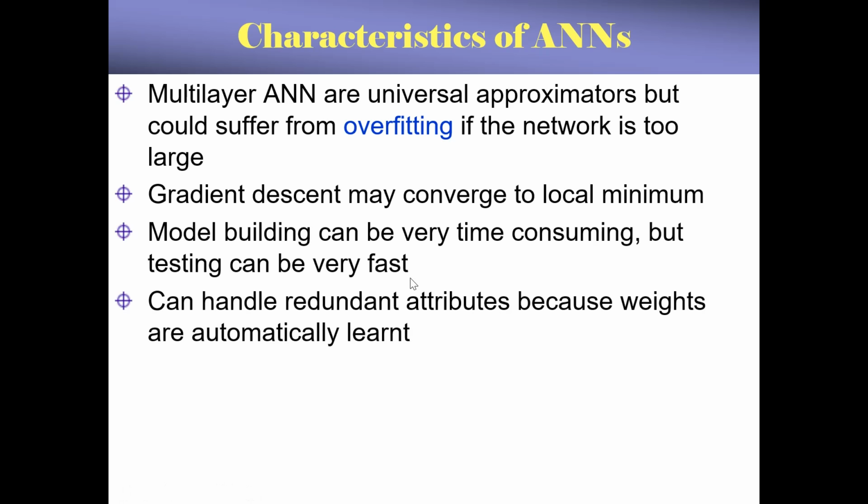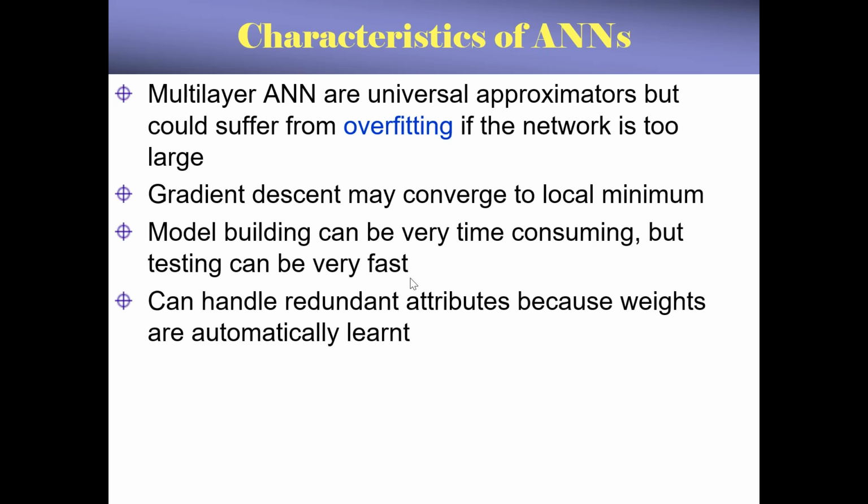Of course, another property is that they can handle redundant attributes because weights are automatically learned. Okay, so similar to what we saw in decision trees, the neural networks can handle redundant attributes very easily. Okay, because the network learns simply by adjusting the weights.